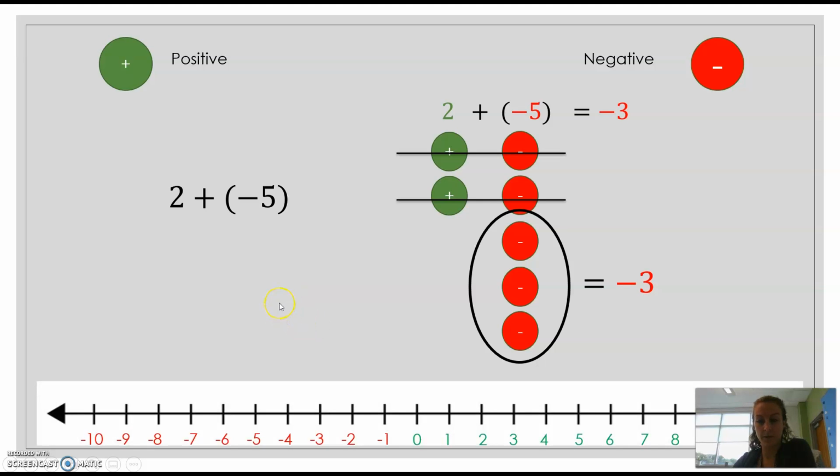If I show this with a number line, I'm first going 2 steps in the positive direction, which is to the right. Then from where I ended up, I have to take 5 steps in the negative direction, or 5 steps to the left. So 1, 2 steps get me back to 0, 3, 4, 5 steps in total. My result, I would end up at -3.